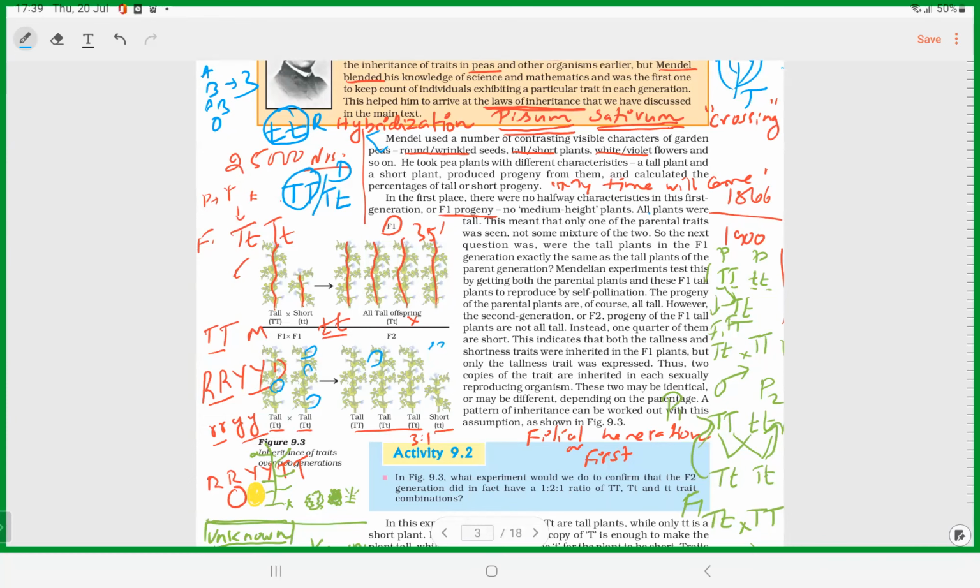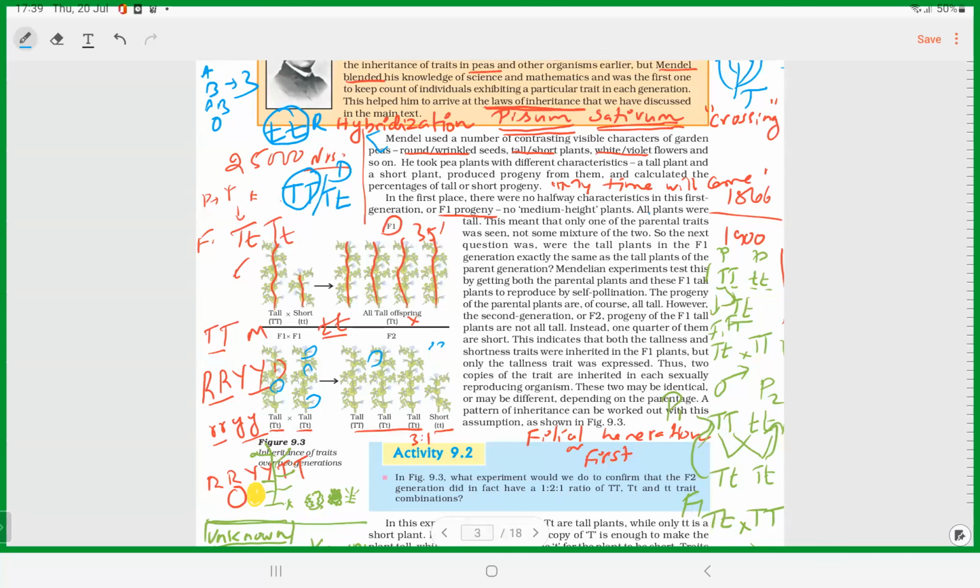Totally 7, right? Seed shape, seed color, pod shape, pod color, flower position, flower color, stem height. Okay, 7 characters, and contrasting characters. What are contrasting characters? Listen, Hari. One is round means contrastingly it is wrinkled. Purple or violet means contrastingly it is white. Height: tall means dwarf or short. Like that, 7 contrasting characters he selected.